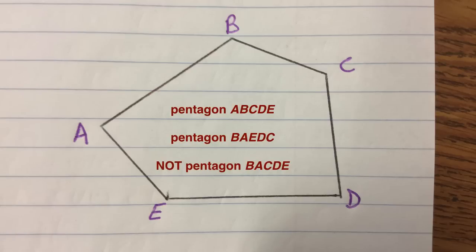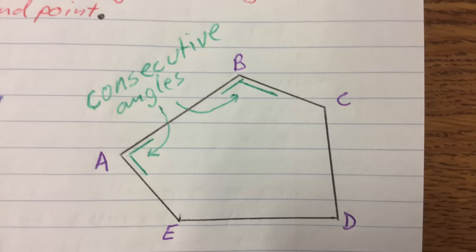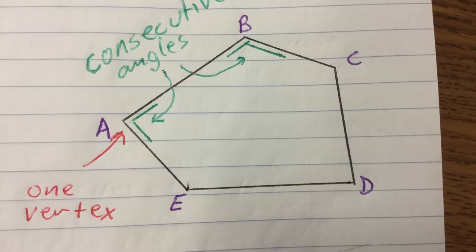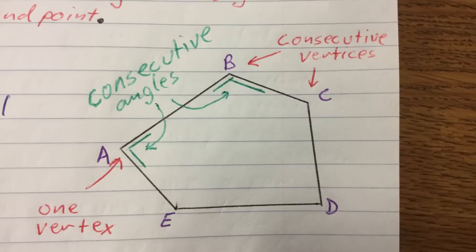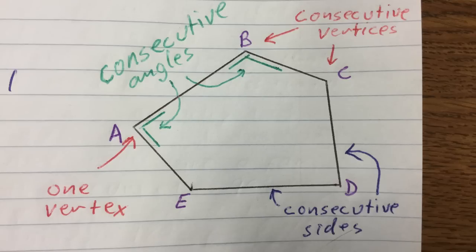Some more definitions. These would be considered consecutive angles, consecutive meaning right next door to each other or one right after the other. The corners are called vertexes, or better plural, vertices. So point A would be one vertex. B and C would be consecutive vertices. And likewise, the side lengths CD and DE would be considered consecutive sides.